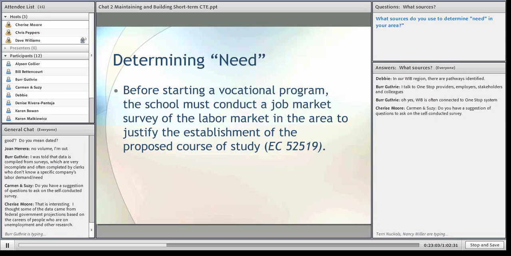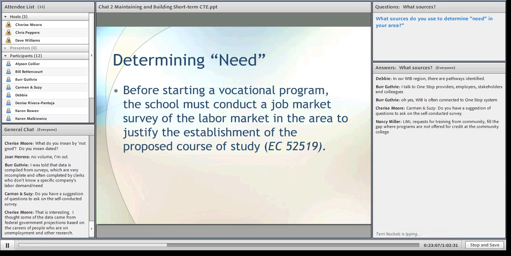Yeah, generally they are tied to the WIBs. Back with employers, stakeholders, and colleagues. Self-conducted survey. Questions that could be asked on there. If you're conducting a survey of potential employers, questions would be how many openings are you considering? What are your expectations?